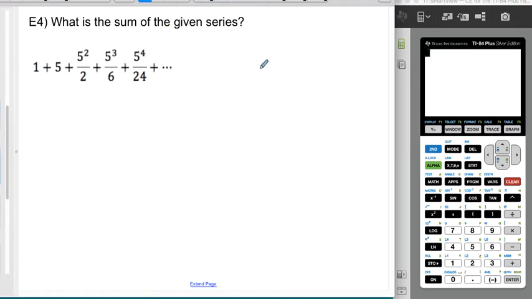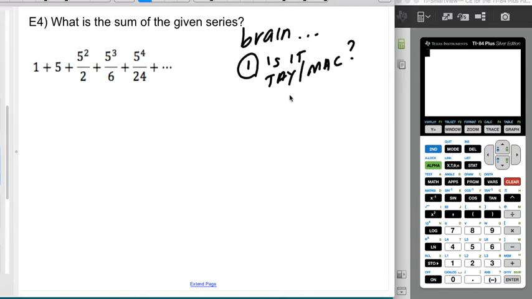All right. So in this one, I'm asked, what is the sum of the given series? Right? So I'm asked, what does this series sum to? The trick here, right, is I need to look at this and say, hey, is this one of those Taylor-Maclaurin series that I've seen before, right? So here's what my brain says, right? My brain says, is it a Taylor-Maclaurin series? And then a sub-question in there, I make some notes.